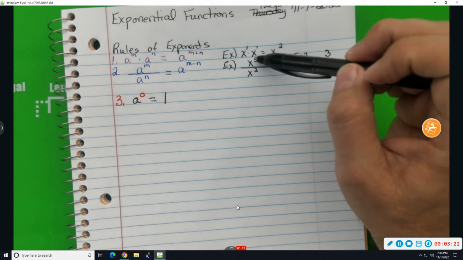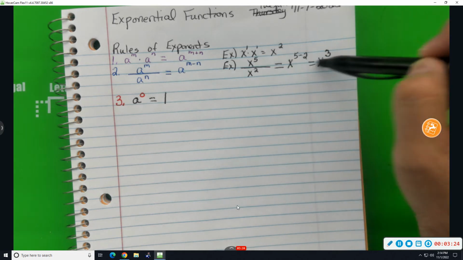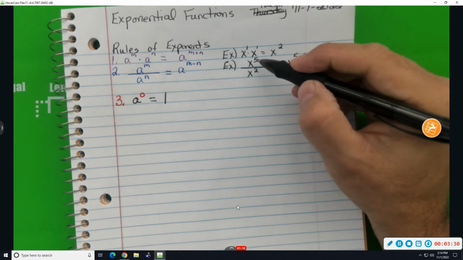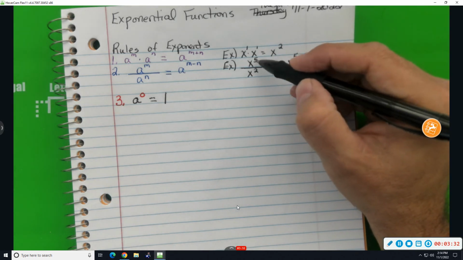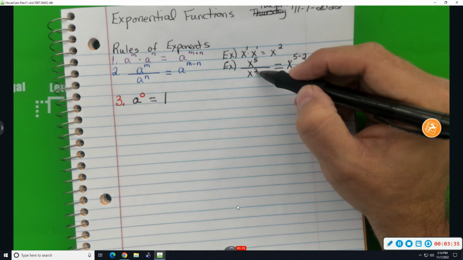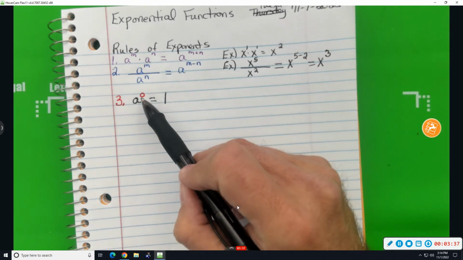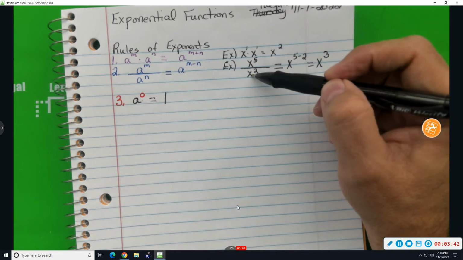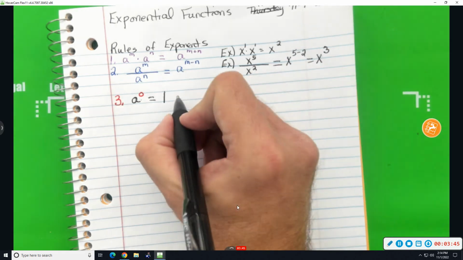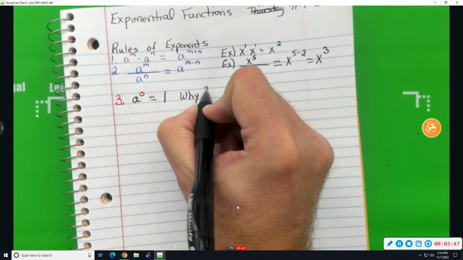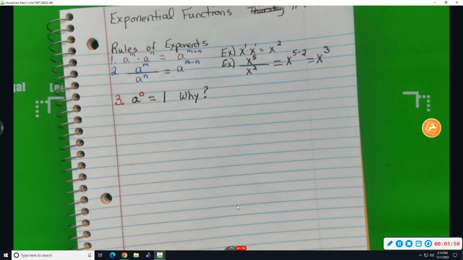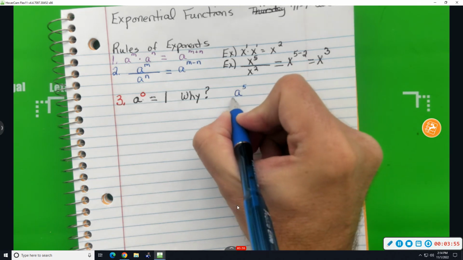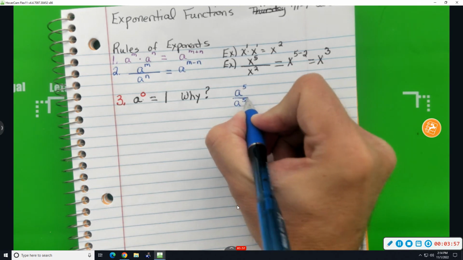If we're going to buy that x to the fifth over x squared is x cubed, then what would have happened if these two exponents had been the same thing? If we had had x to the fifth over x to the fifth, and we subtracted them, we'd get a 0. But anything over itself has to be what? Let me try to justify why. If we had a to the fifth over a to the fifth.